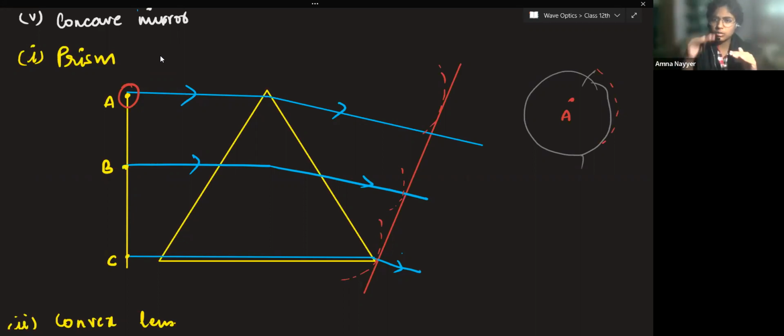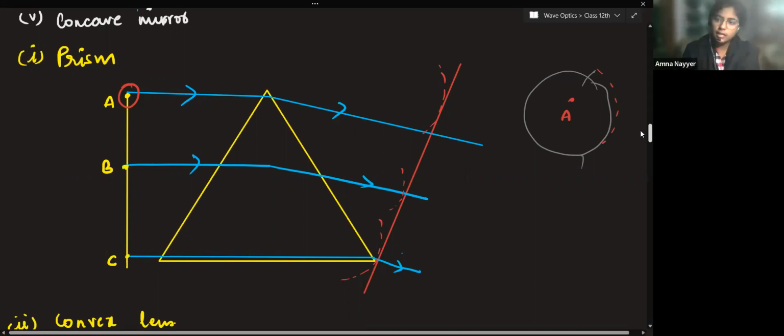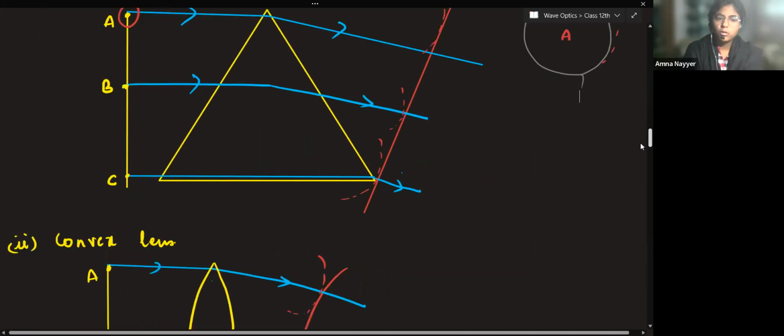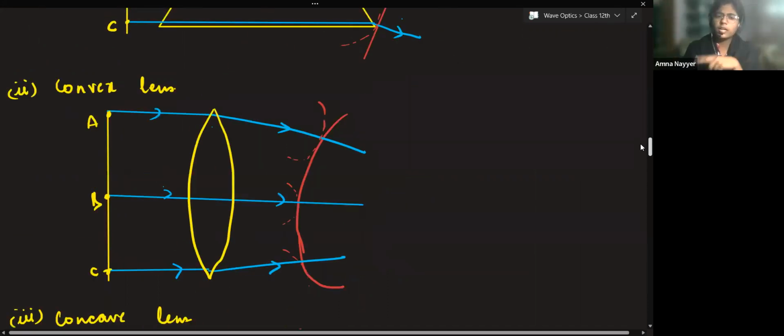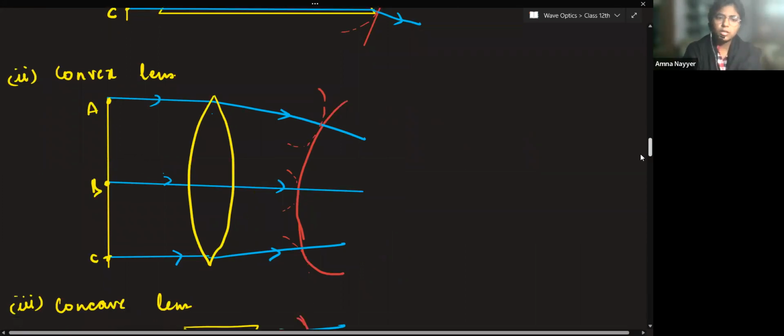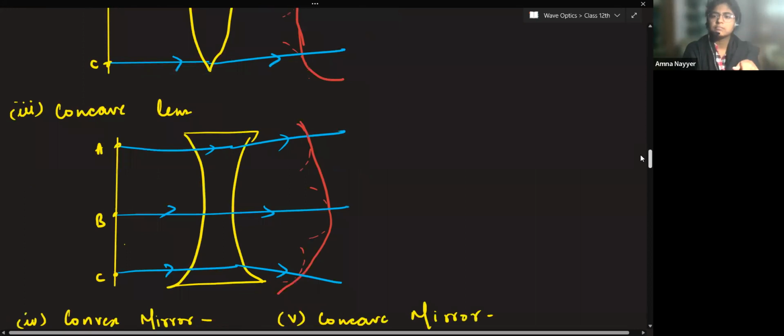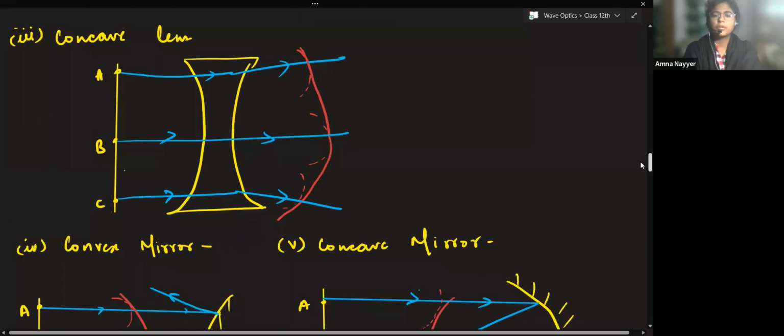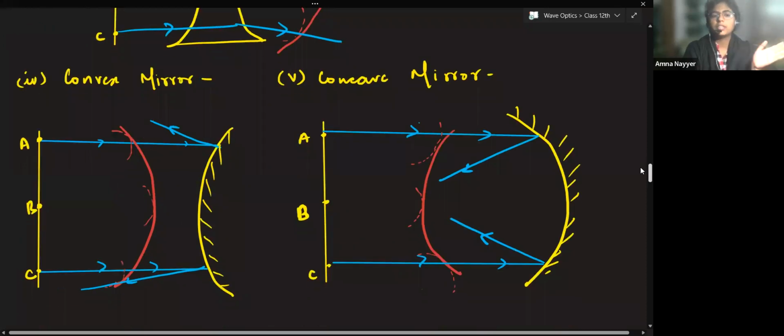Wherever the glass part is more, the radius will be less, because it will take a lot of time to reach that point, till the time A will cover a larger distance. Convex lens, same thing. You can initially draw it and then drop the arcs for a better ray diagram. Then this is a concave lens, diverging rays with the diverging type of wavefront, and then the convex mirror and the concave mirror.